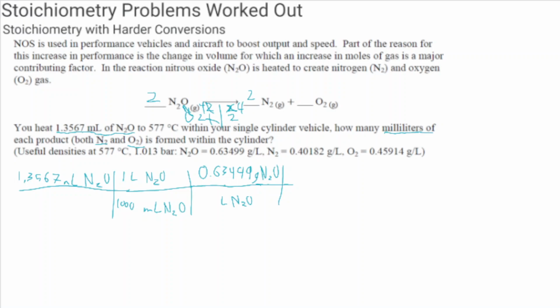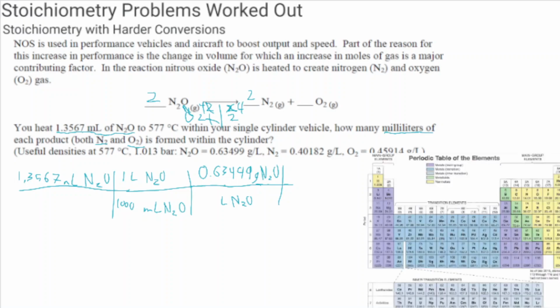So one of the easiest ways to get to moles after you get to grams is to use the periodic table. So we can just use the periodic table here, and we can look at our nitrogen. We're at 14.01. We can multiply that by 2, and then we can add that to the oxygen of 16.00. And so when we do that, we should get 44.02 grams of N2O for every 1 mole of N2O.